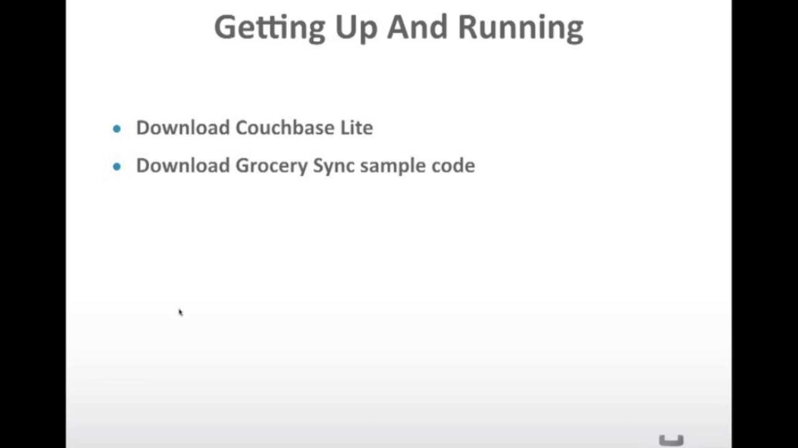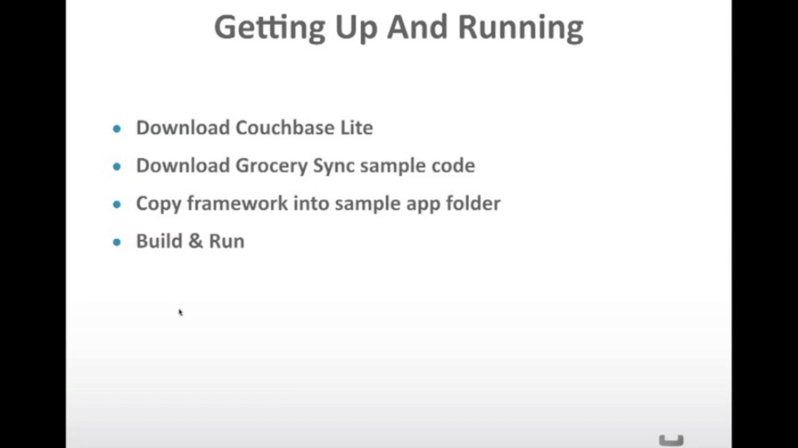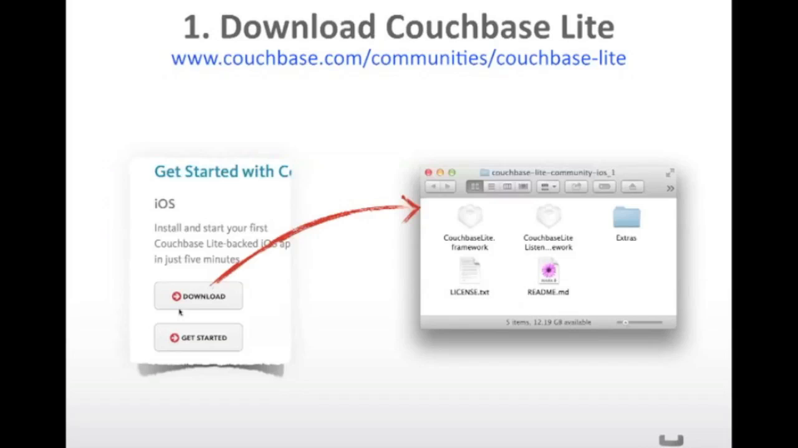So first, okay, how do we get up and running? First, we're going to download Couchbase Lite. Then we're going to download the Grocery Sync sample application, which is just on GitHub. The next part, the assembly, is just to copy the Couchbase Lite framework into the sample app's folder so that Xcode can find it when it needs to link against it. And then we build and run. That's all there is to it.